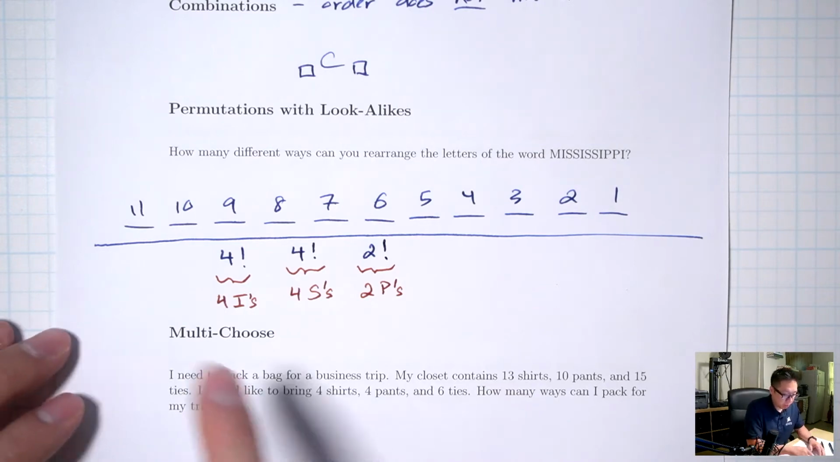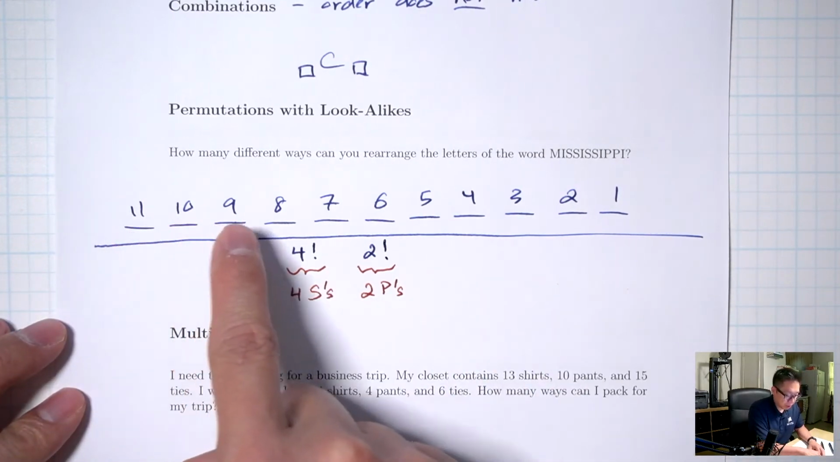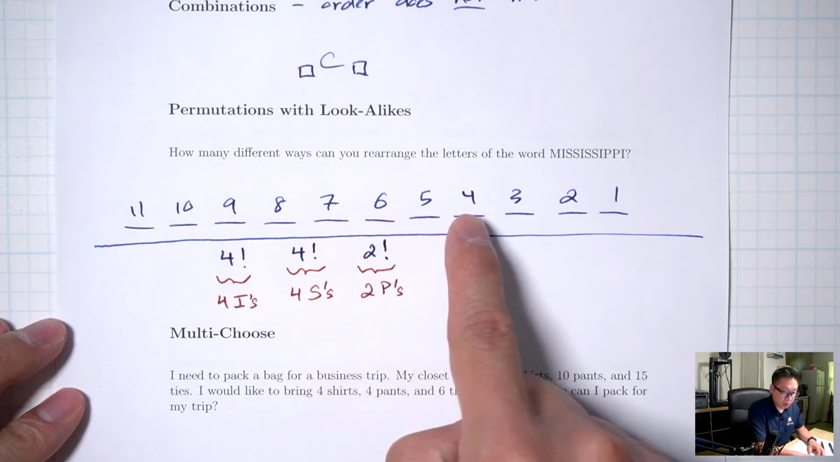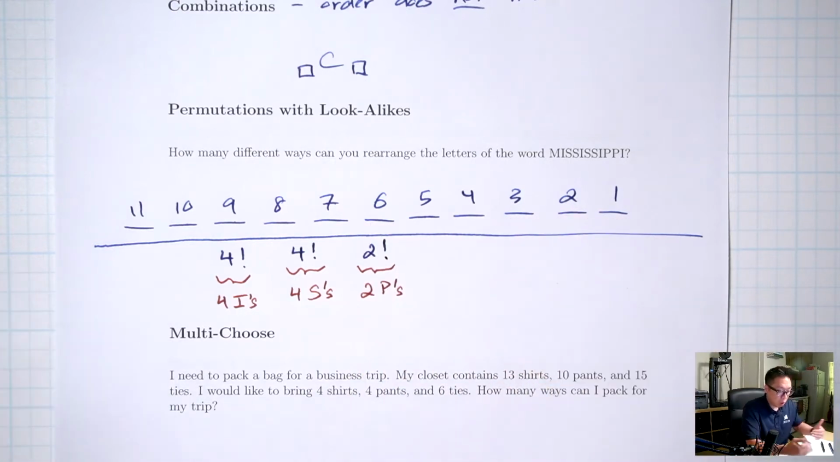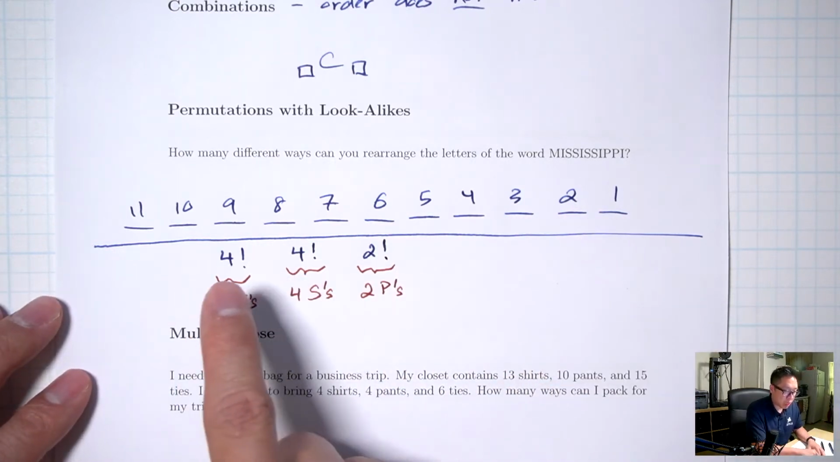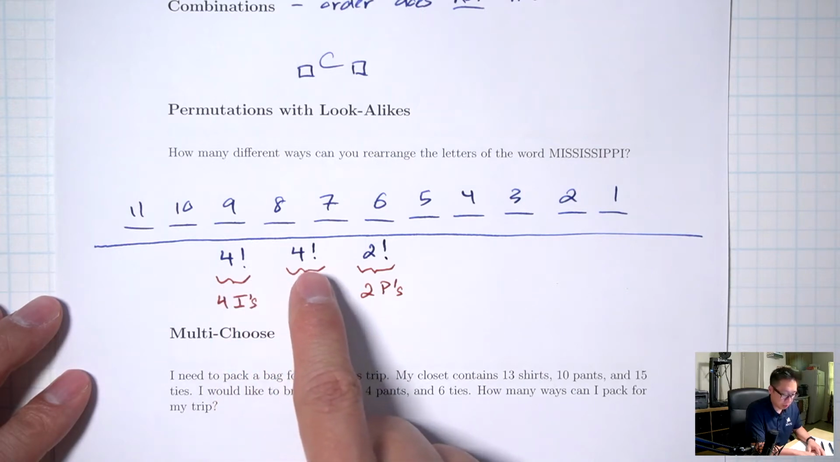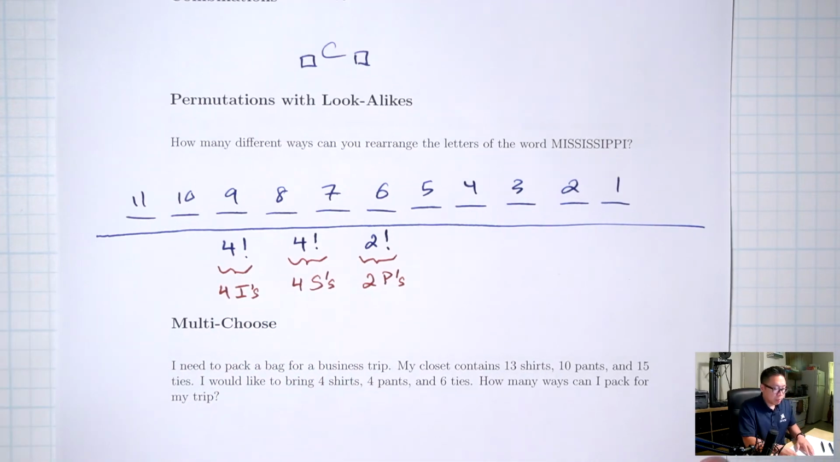A fraction with 11 times 10 times 9 times 8 times 7 times 6 times 5 times 4 times 3 times 2 times 1 on top, over 4 factorial times 4 factorial times 2 factorial. You can leave it like that.